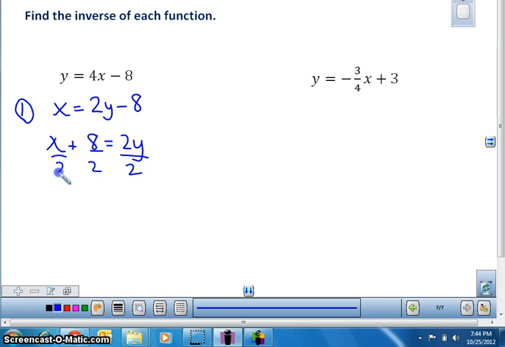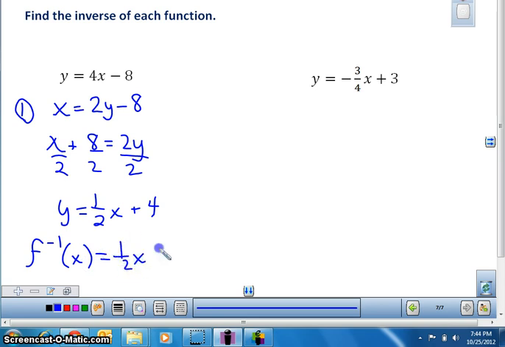By dividing them each by 2, we are going to have y equals 1/2 x plus 4. But again, we want to write the inverse function, so f to the negative 1 of x, inverse function, is going to be 1/2 x plus 4. Please make sure in your notes you have done this problem. I'm going to start you with your first step of x equals negative 3/4 y plus 3, and you will finish the problem for tomorrow's notes.